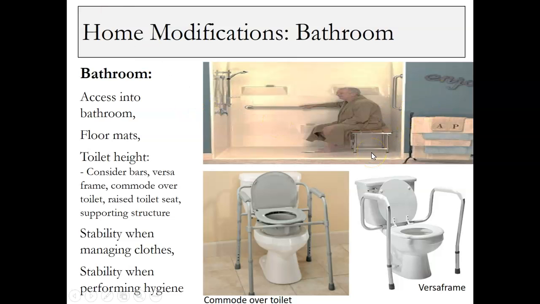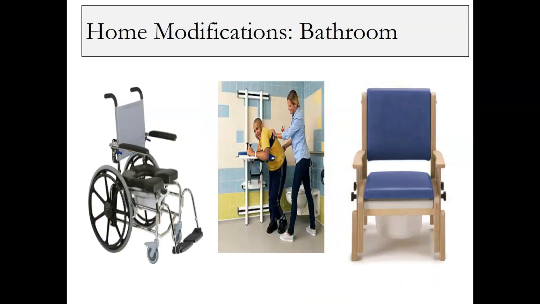Grab bars everywhere, raised toilet seats. Something supporting structure beside it, something solid they can push up from. Think about stability during the toileting process. We know it's not just the transfer, it's the hygiene. Do they have the reach? Do they have the range of motion? Are they able to stand and manage their pants? Huge deal. Something to hang on to do that. All part of the bathroom thing.